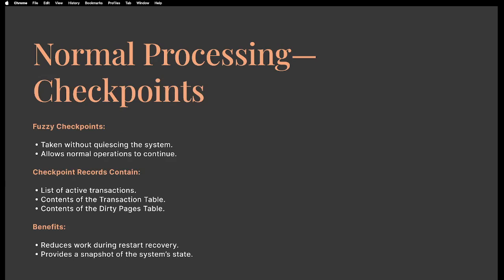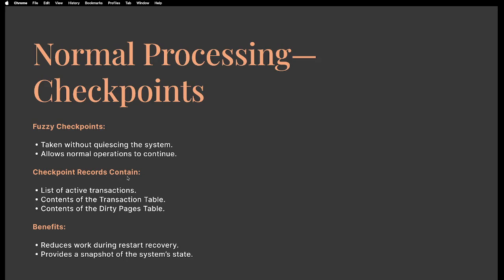Now the next thing is related to normal processing checkpoints. ARIES uses fuzzy checkpoints that can be taken without pausing system operations, right? These checkpoints capture essential information like active transactions and dirty pages, which reduces the work needed to recover by providing a snapshot of the system at a certain point in time, right? So what you do is you take the fuzzy checkpoints, then write checkpoint records.